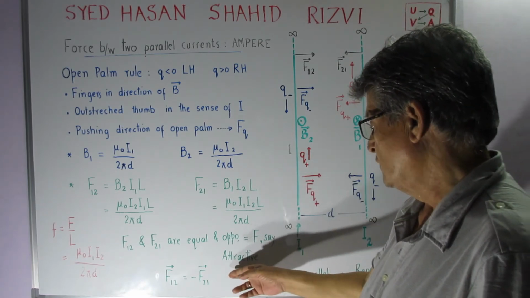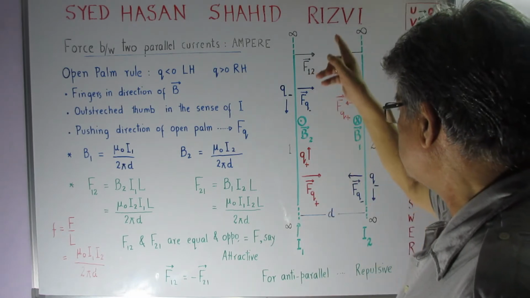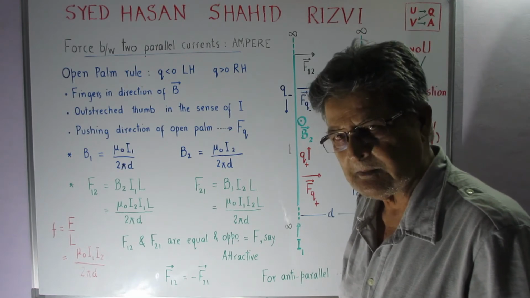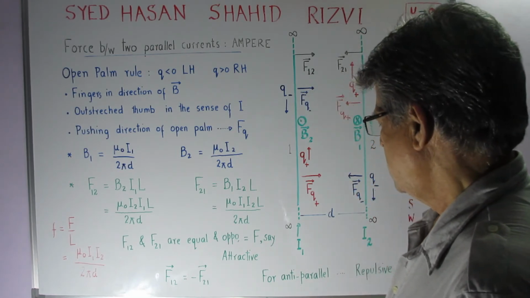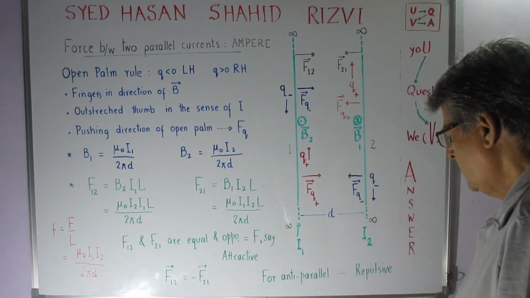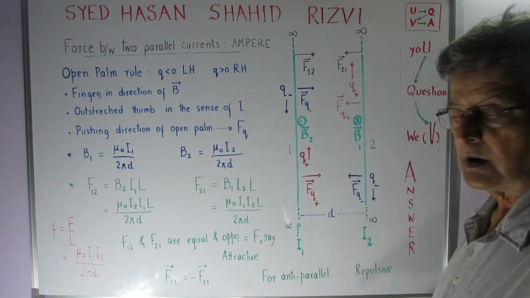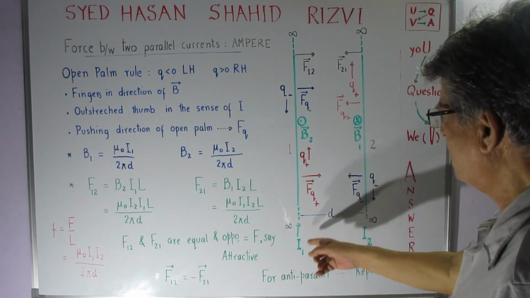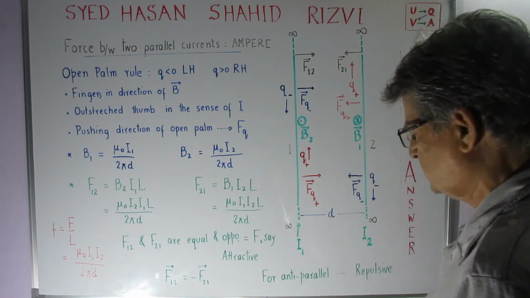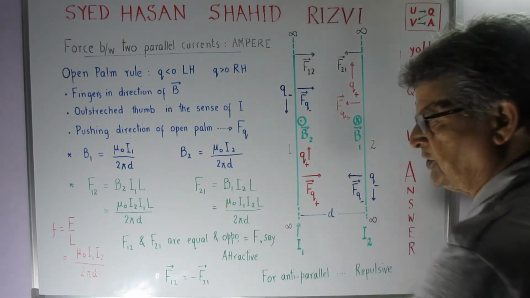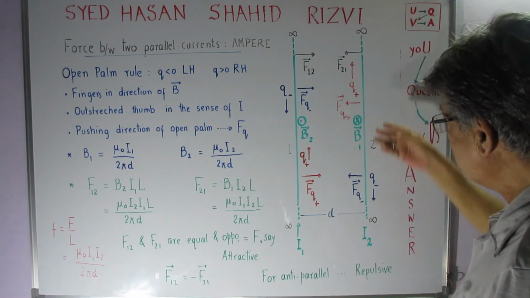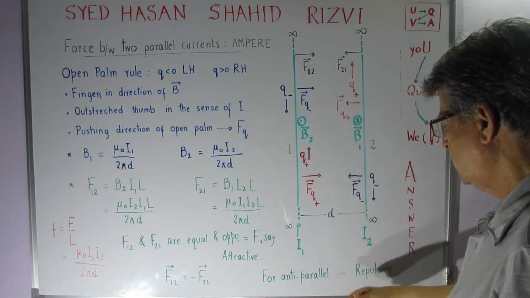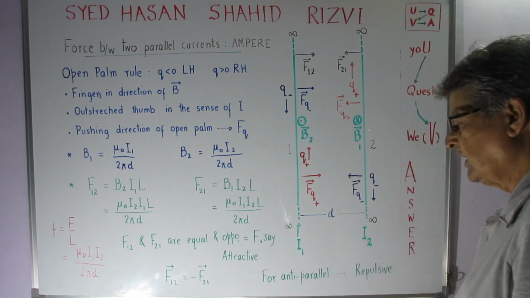So the force is attractive in this case when the two parallel currents are in the same sense. I leave it to you to show right from the beginning that for anti-parallel currents, where one is going like this and the other is coming like this, there will be a repulsion. So you start from the basics that I have told you, and you arrive at that, satisfy yourself, and then respond to the result that I have given to you.